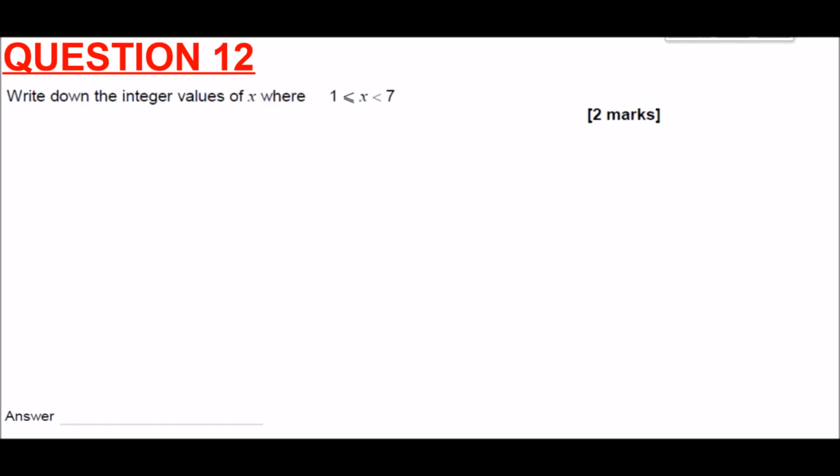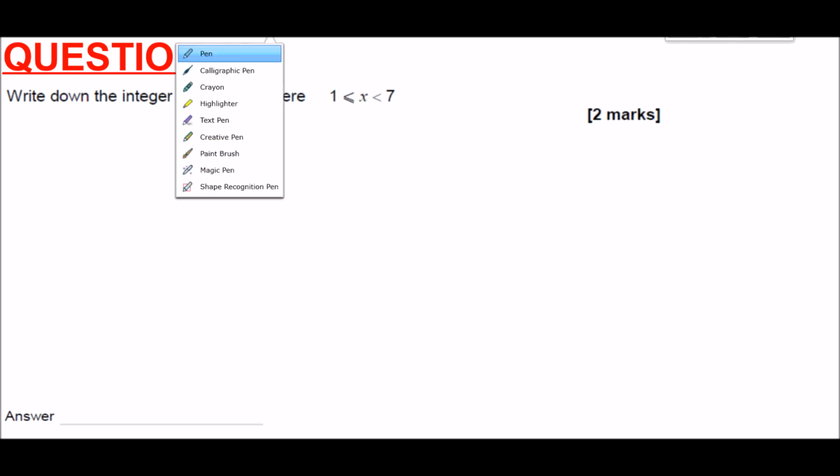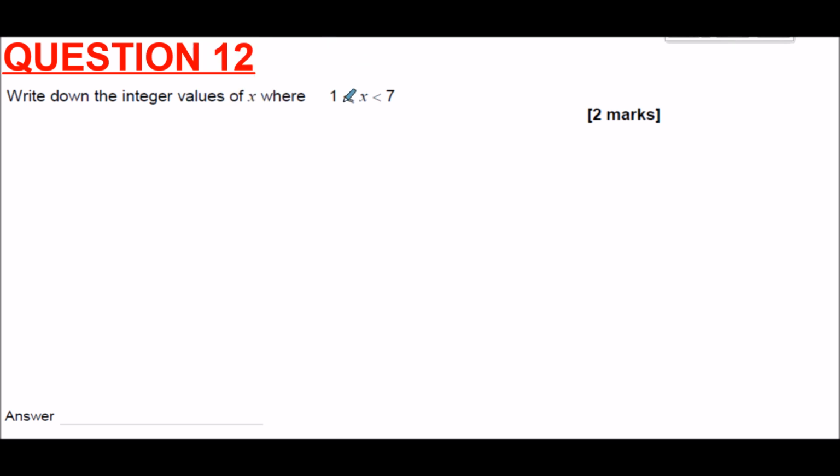Question 12, we have to write down integer values of x, where 1 ≤ x < 7. This means that x is bigger than or equal to 1. The reason it means it could be equal to is because of this second line underneath the inequality sign. But x must be less than 7. So the smallest value x can be is 1, and so x can be 1. It's allowed to be 1.